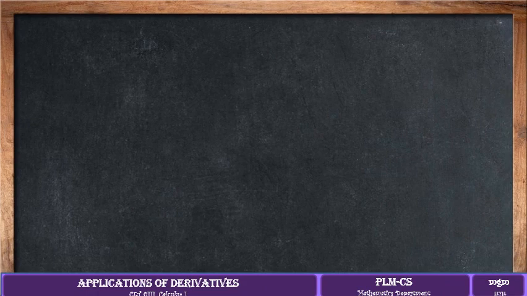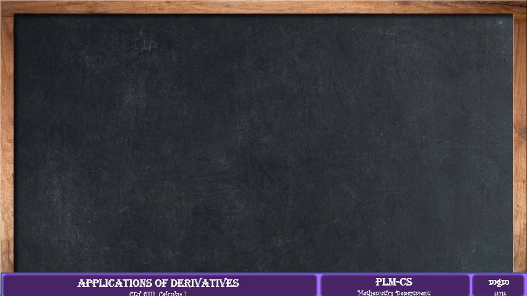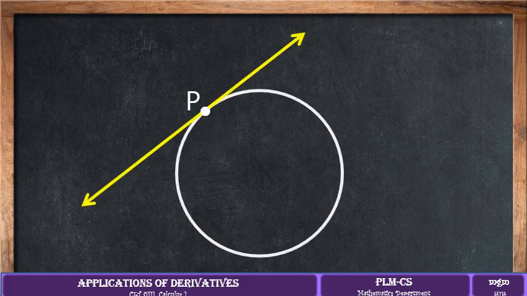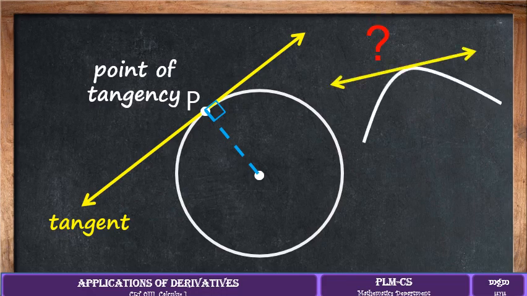However, before we attempt to find the slope of the tangent line, we must first decide what tangent line we are referring to. Is it the same line that is tangent to a circle at a given point? Recall that for a circle, the line that is perpendicular to a radius of a circle at a point P is said to be tangent to the circle at a given point called the point of tangency. However, this may not be true for a general curve.